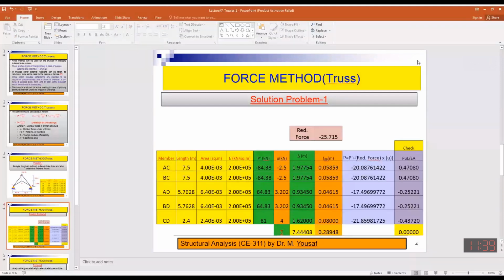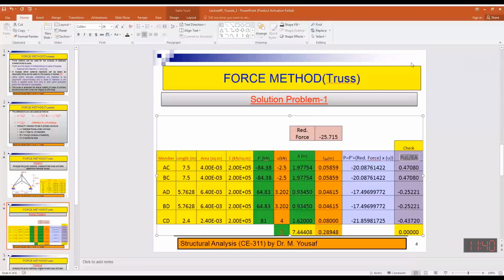Now after it there is a check that can be applied, and that is P U L over A E. This is the final check. It means P multiplied by U multiplied by L divided by E A. This can be applied to have a check. This is the formula, and it will give you the final result.